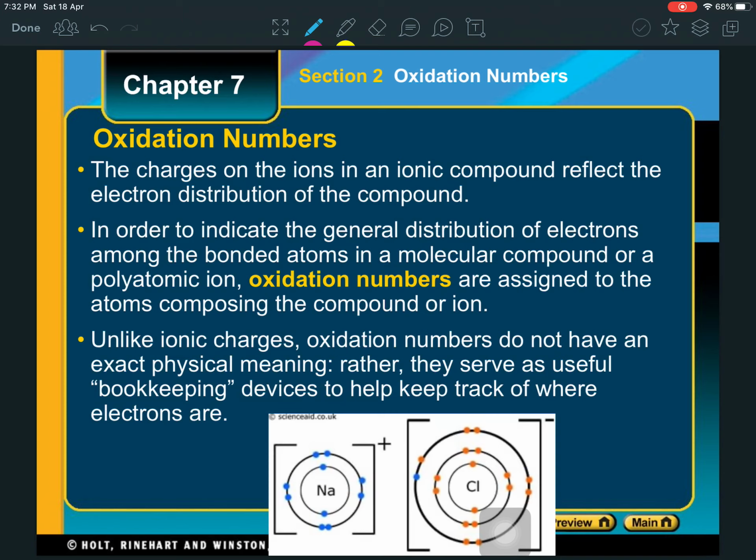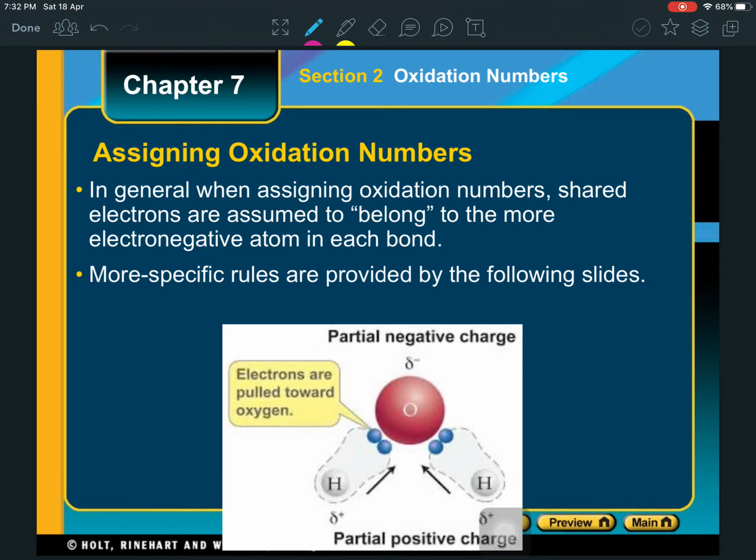So basically, when I want to find out where the electrons are distributed within a molecular compound, I need to actually find oxidation numbers. And there are several rules that we're going to go through today, which we're going to be applying for the rest of the week. Okay, so today is a very important day. You have to get these rules, otherwise you're going to be struggling a little bit for the rest of the week.